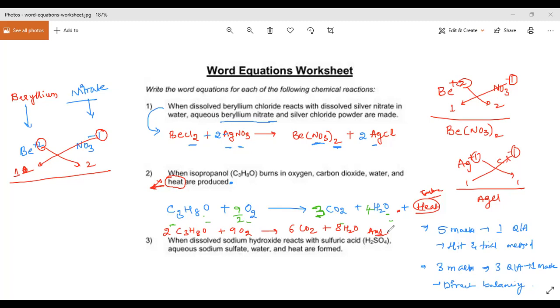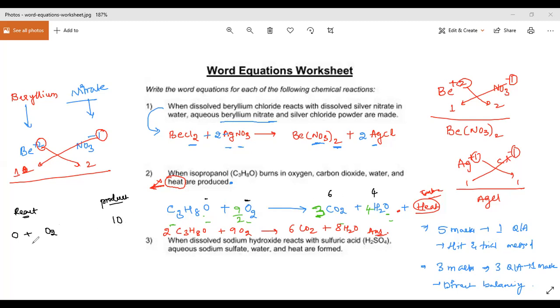Good. Still anybody has doubts? See here. How many oxygens are there on the reactant side? One is in the C3H8O, next 2 oxygens are there here. On the product side, how many are there? Here 6 are there, here 4 are there. So 10.